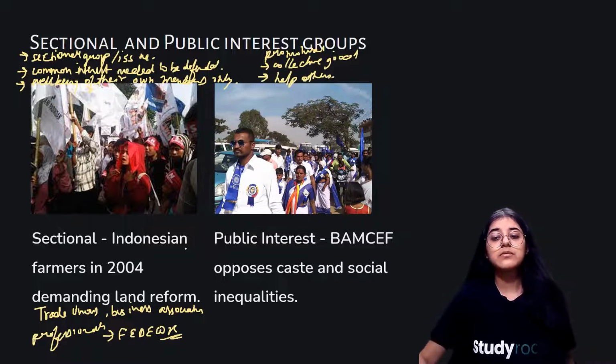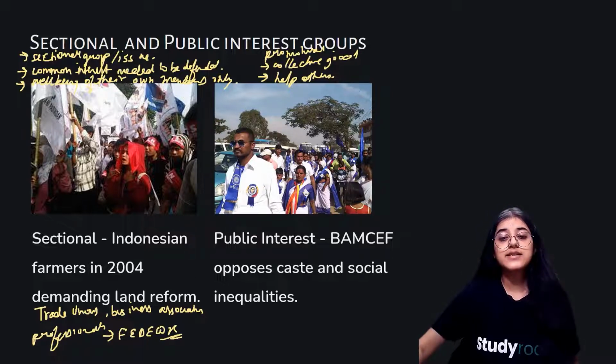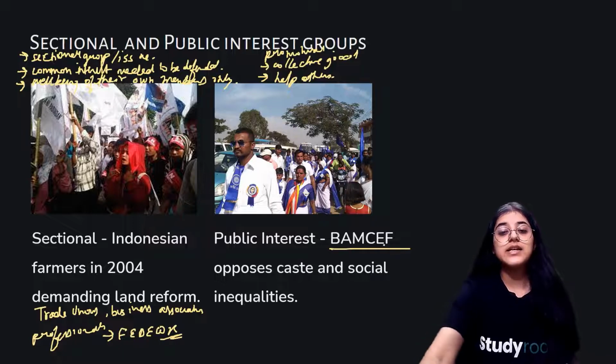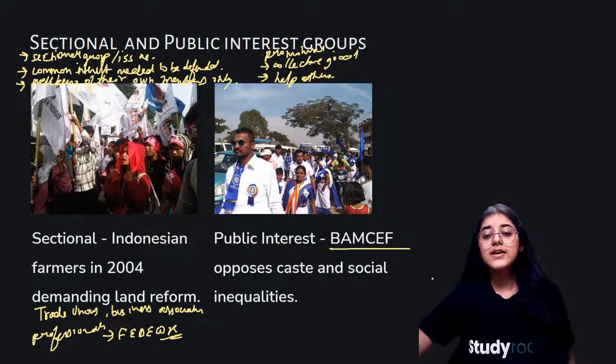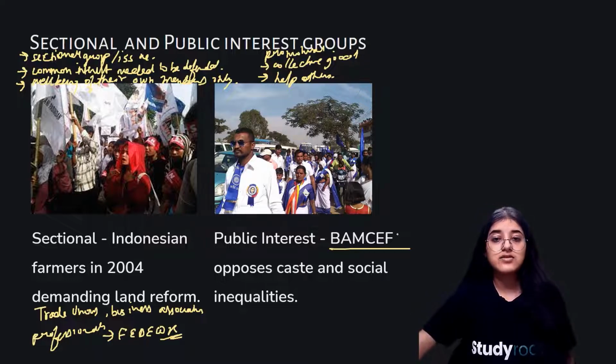and their aim is to help groups other than their own members. For example, taking the example of BAMCEF, which opposes caste and social inequalities that were taking place. BAMCEF is the Backward Minority Communities Employees Federation, an organization that was largely made up of government employees that campaigns against the caste discrimination that was taking place.